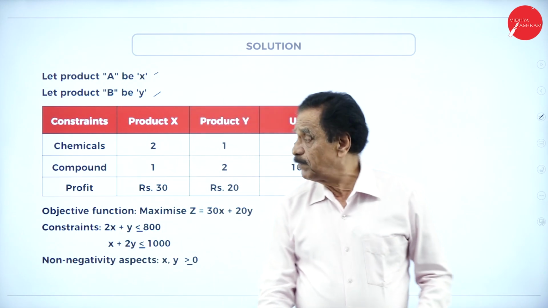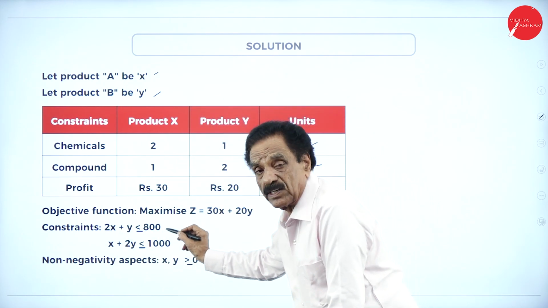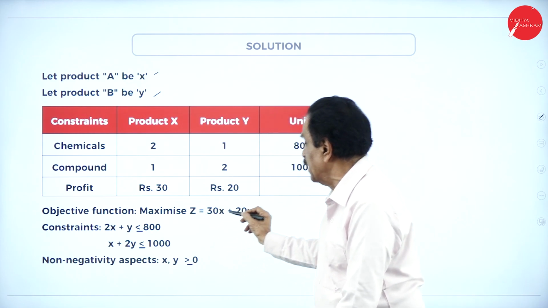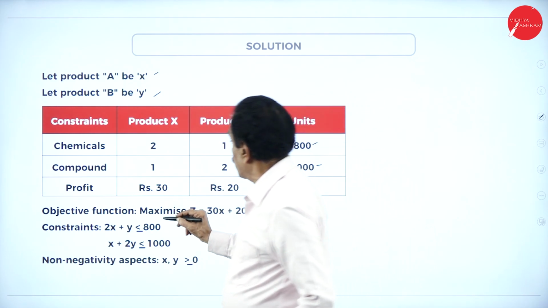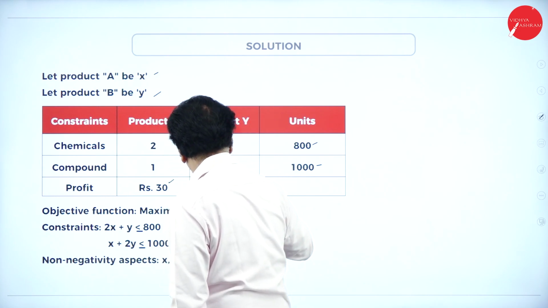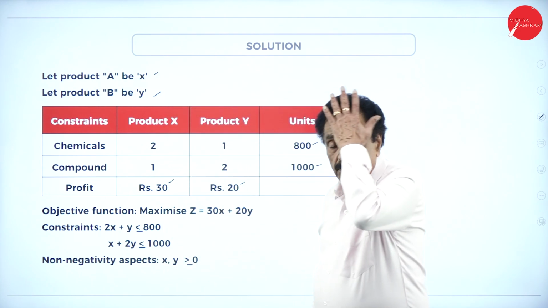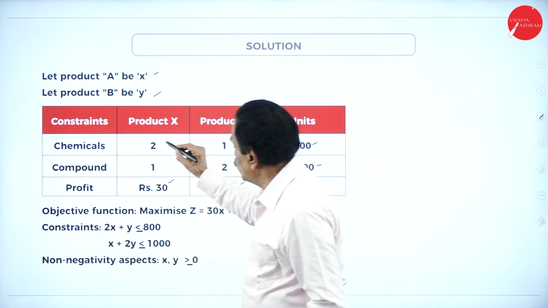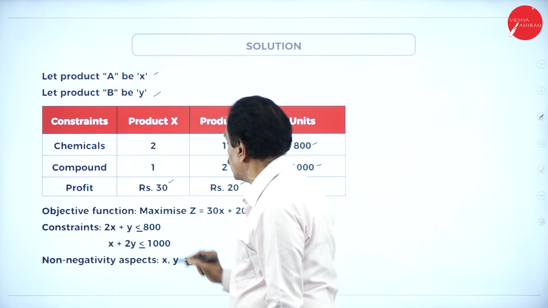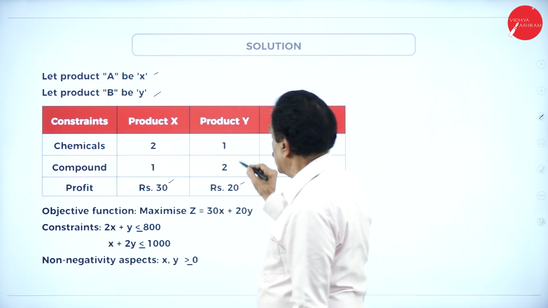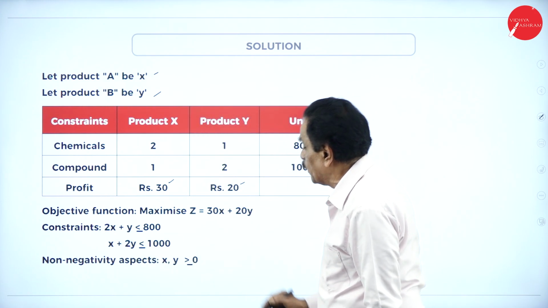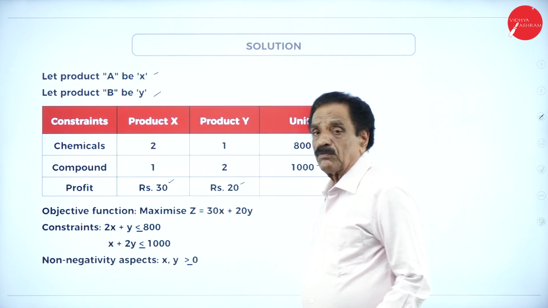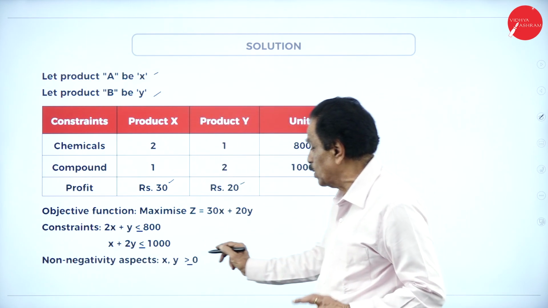This should be put into format. The objective function is to maximize Z, the maximum profit, Z = 30x + 20y. The profit of X is 30, and the profit of Y is 20. The constraint equations are 2x + y ≤ 800 and x + 2y ≤ 1000. Non-negativity: x and y should be not less than 0.